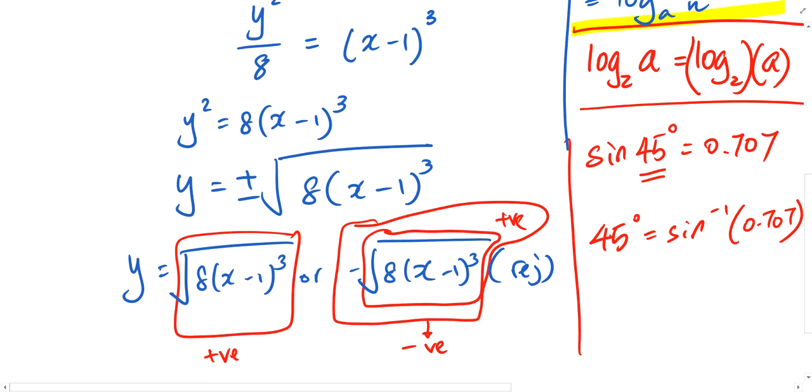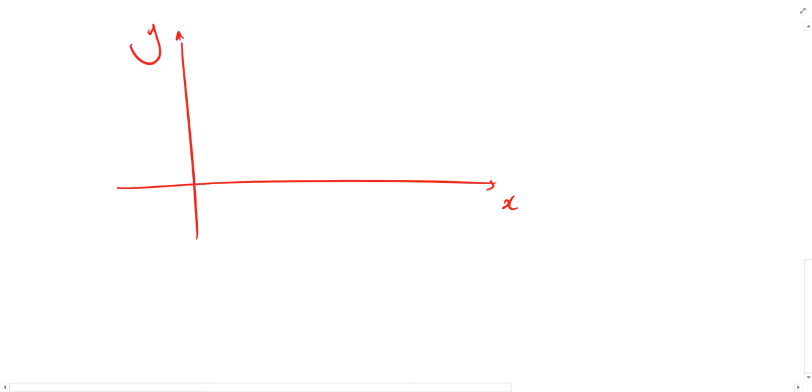In fact, what does your log graph look like? Does it ever touch your y-axis? No, it doesn't. Does it touch your x-axis? Yes. At which point? X equals 1. Good. So this is 1 over here. This is what your log graphs all look like, and it goes closer and closer to the y-axis.